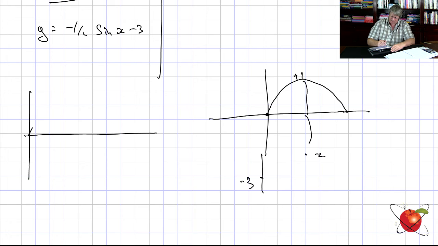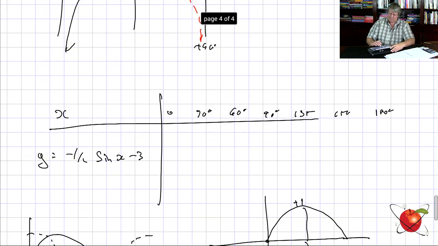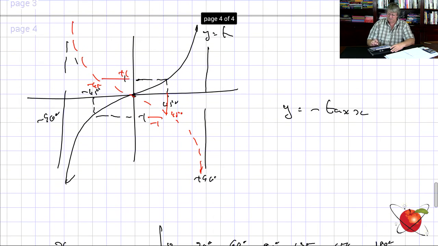So just recapping, we need to know our standard shapes: sine, cos, and whether tan is up there, right? We need to know those, okay? What we're going to do next is look at this in the next one, okay?